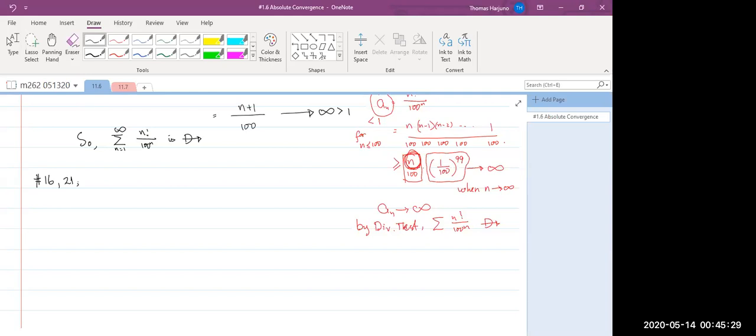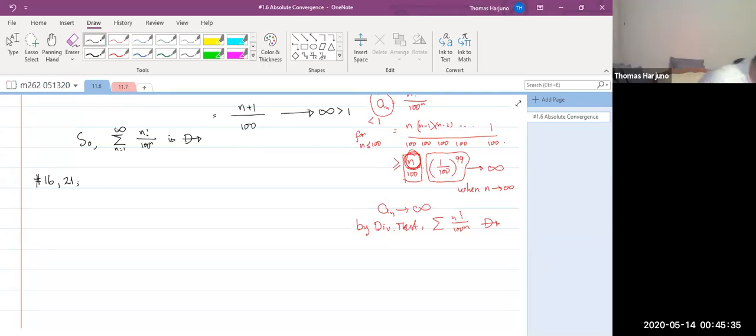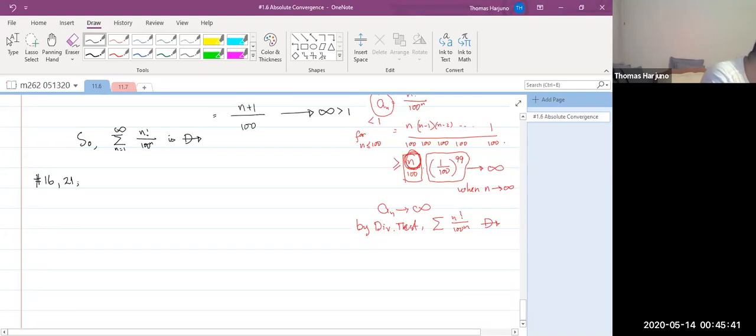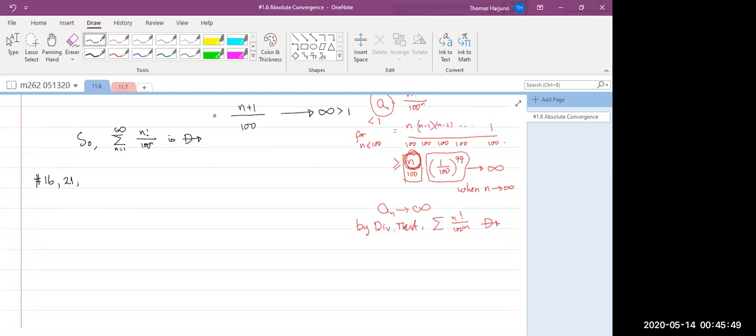I guess 17, because it actually has pi and a ratio. Am I looking at the right section? 11.7? Am I in 11.7? 11.6. I'm in 11.6. I'm looking at 11.6. Wait, am I looking at... Oh, I'm looking at my 8th edition. I'm sorry.